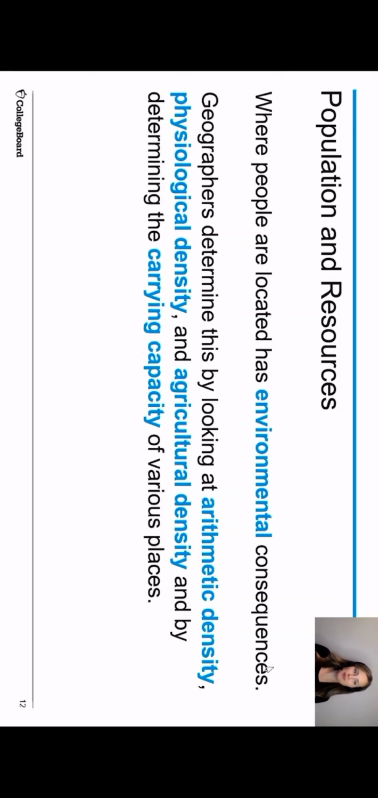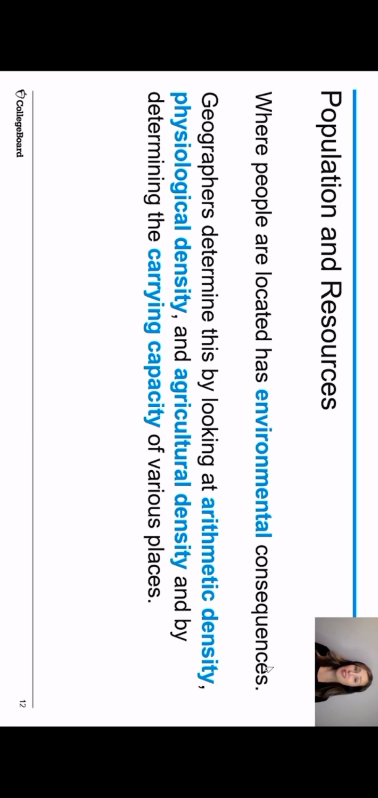Finally, what should you take away from this video today? Where people are located has environmental consequences. Geographers may look at this or may determine the impact of this by looking at things like arithmetic density, physiological density, and agricultural density. And finally, by determining the carrying capacity of various places.